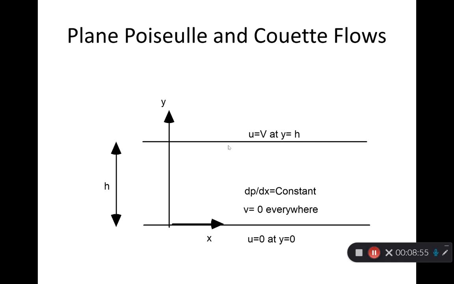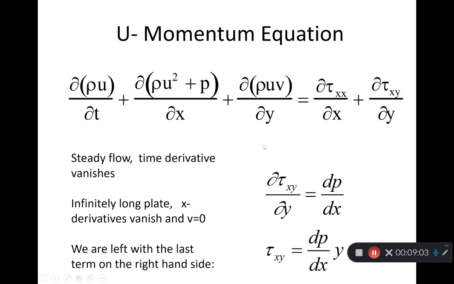We have already solved the conservation of mass, shown that everything has to be parallel between the flat plates. So let's solve the u momentum equation. We are going to do steady flow, therefore the time derivative vanishes. So the first term goes away. Infinitely long plate, therefore x derivative goes away. V velocity is 0, therefore this term goes away. So we are left with only the pressure gradient that we may have, which is dp dx on the left side. On the right side, we just have d tau xy by dy.